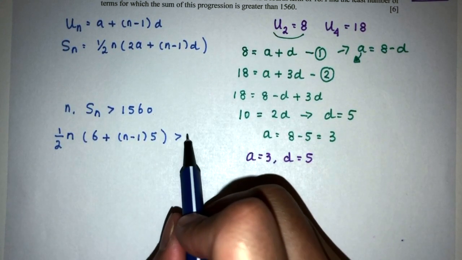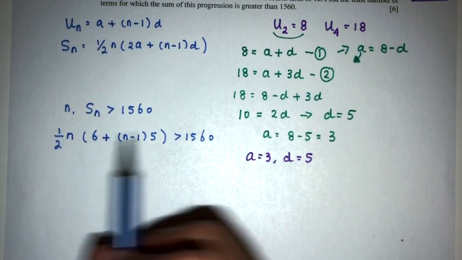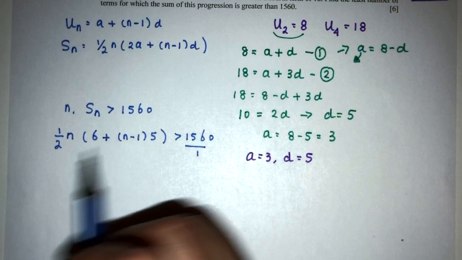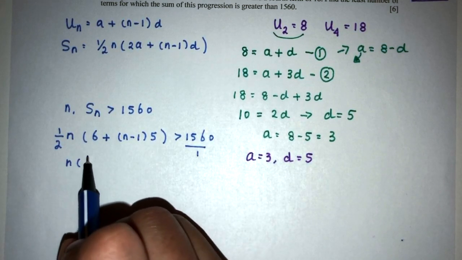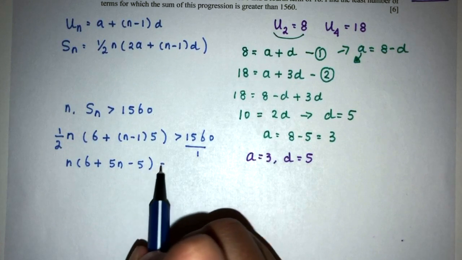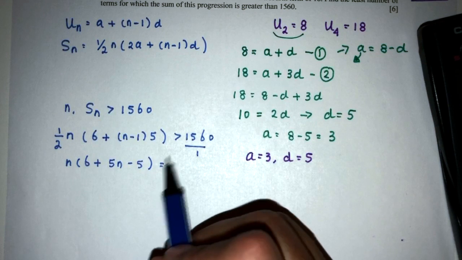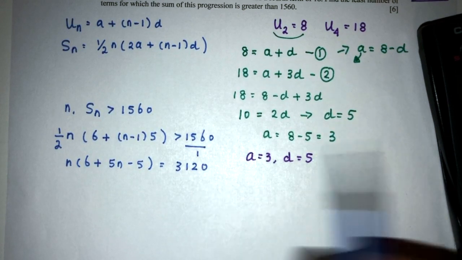Has to be more than 1560. So let's simplify. We can send this value over here, right? By cross multiply, you will have what? n(6 plus 5n minus 5), and that should be 1560 times 2, that will be 3120.